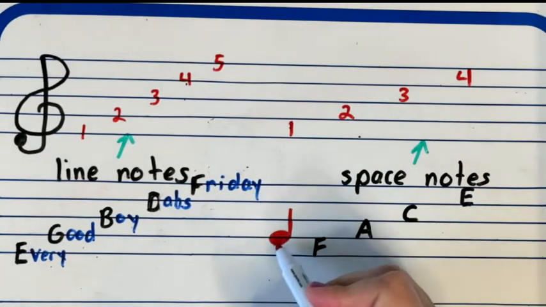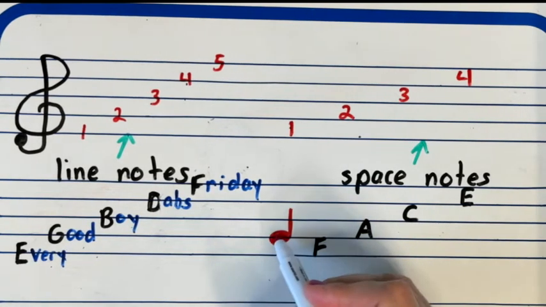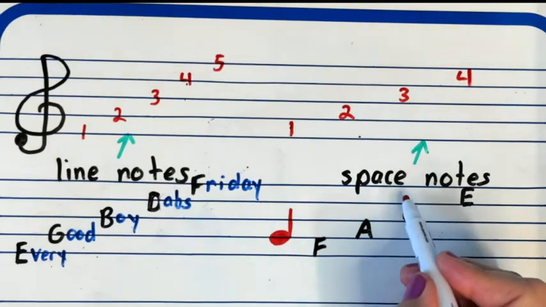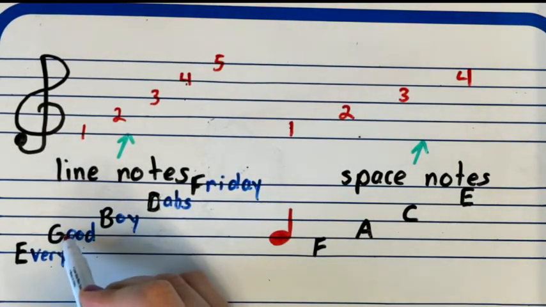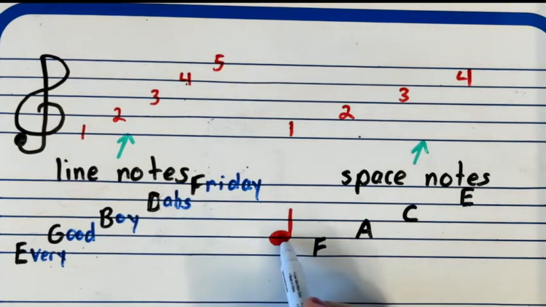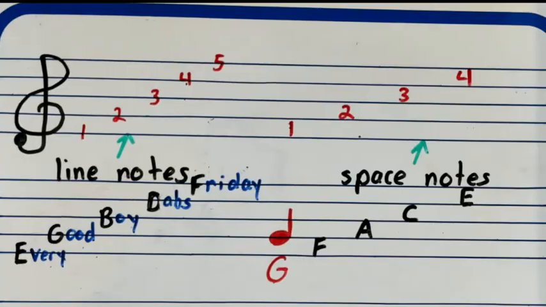So this note lands on line number 1, 2. So is this a line or space note? Well, there's a line cutting through it. So I know we're going to use line notes. We're not going to use space notes. So I know that line number 2 is Every Good. It's a G. The name of this note is a G. All right.